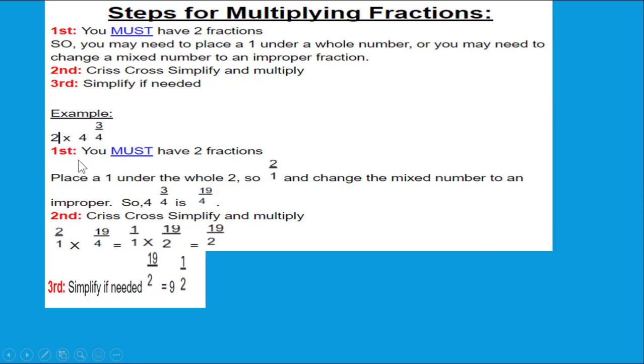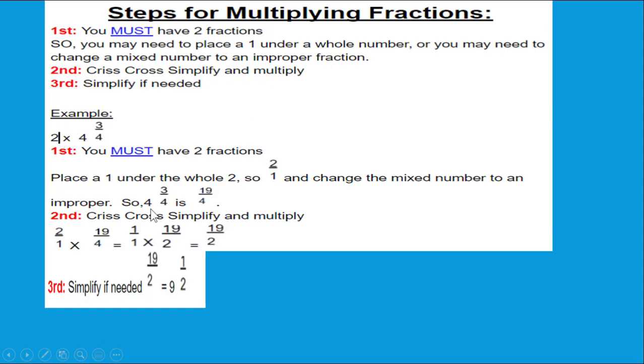First we have to have the two fractions, and we don't. We have a whole and we have a mixed number. So we're going to place a 1 under the whole 2, so it will be 2 over 1, and then we're going to change the mixed number to an improper fraction. So we have 4 wholes and 3/4.